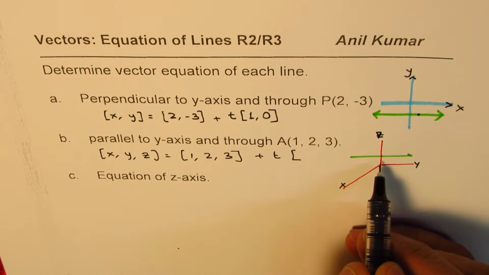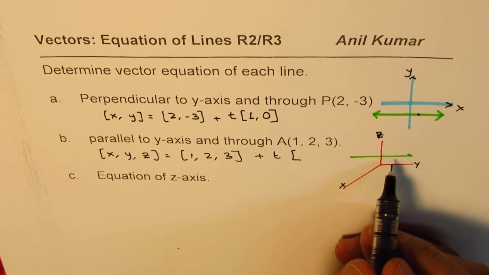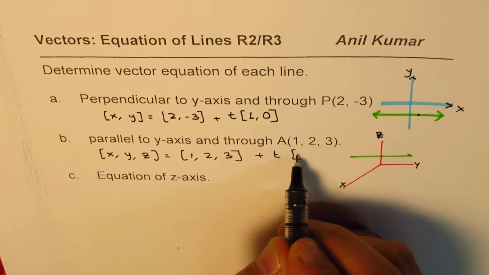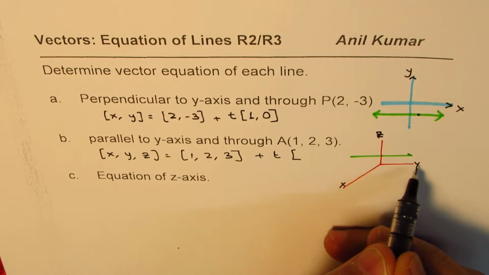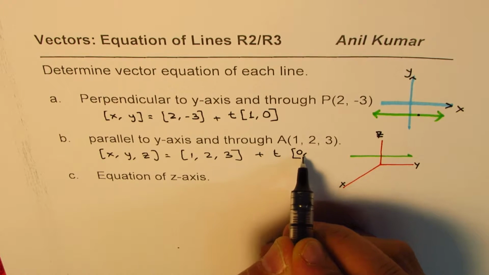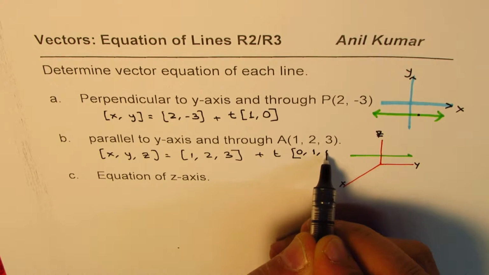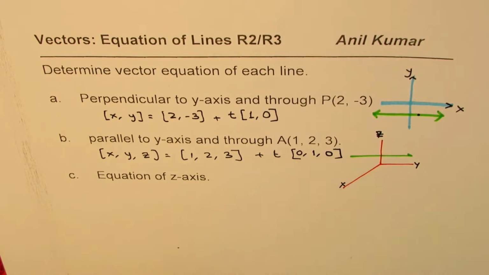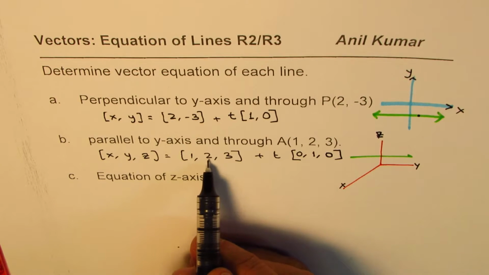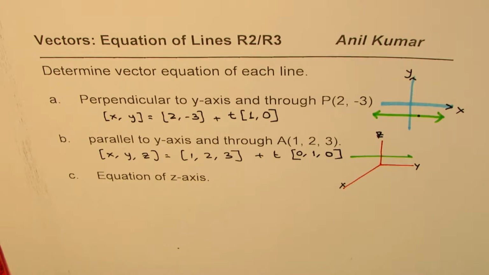So what happens? The direction is moving along y. So it is 0 along x, 1 along y, and 0 along z. That is how you get the direction. So you're moving along y. You're at this point, and then just move along y to get the equation of the line. I hope the concept is clear.